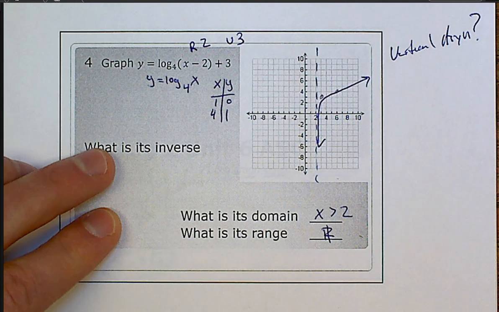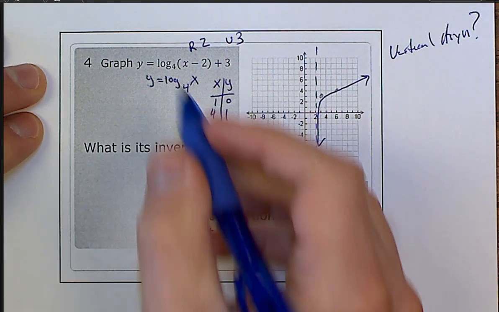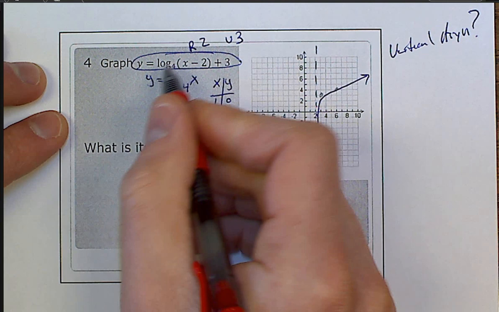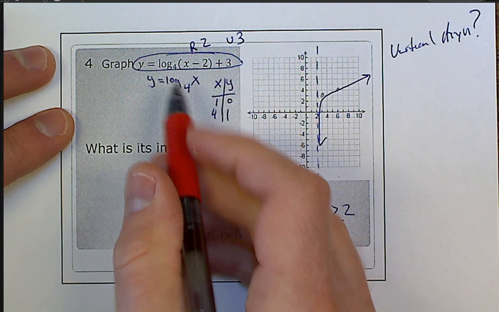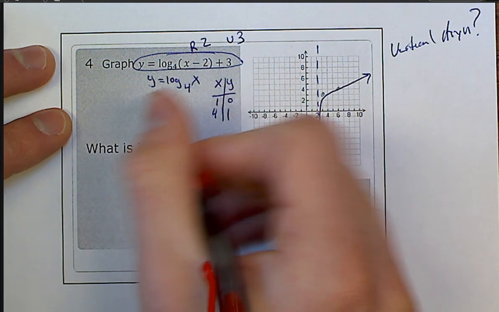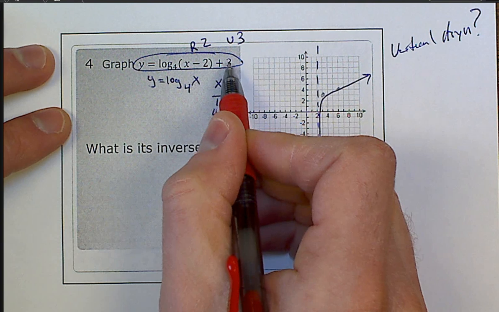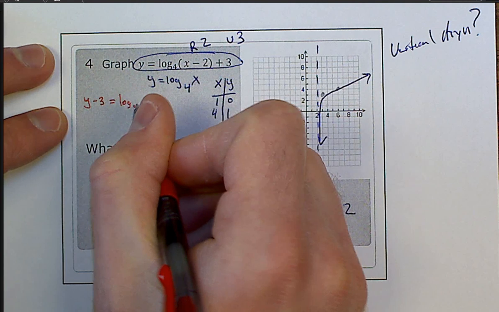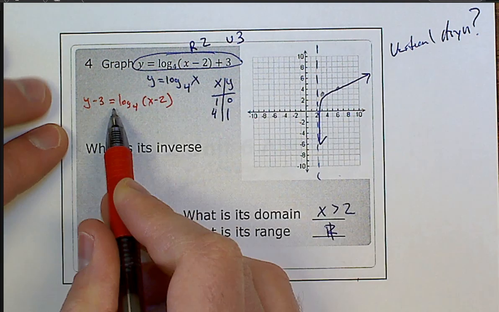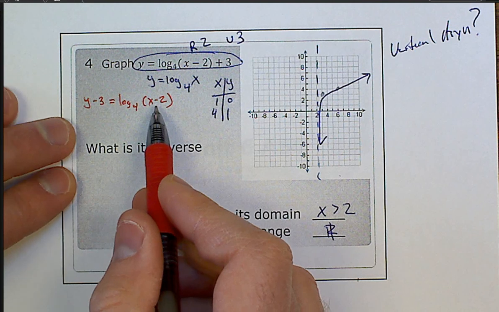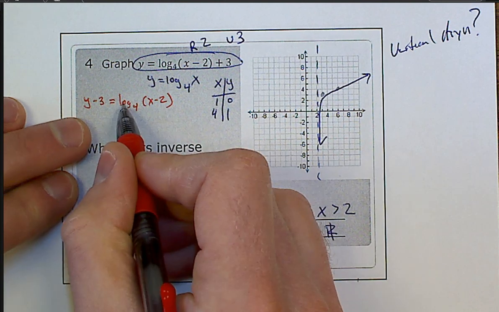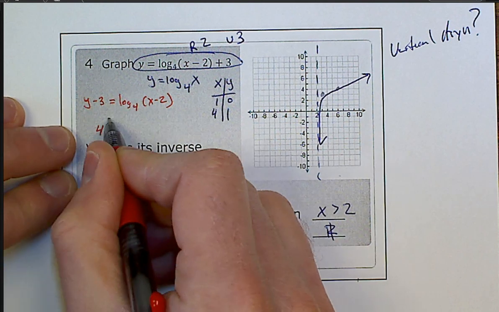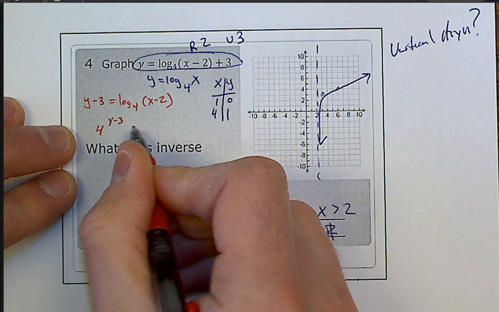Now, inverse. This is kind of a tricky one here. So we're writing the inverse of the original equation, not the parent function. What you would do is, anytime you have a +3 or any number outside of the parentheses, you would subtract that over. So I'd have y minus 3 equals log base 4 of x minus 2. And then let's convert this into exponent form. So what power on 4 gives me x minus 2? Y minus 3 is the power. So it'd be 4 to the y minus 3 equals x minus 2.